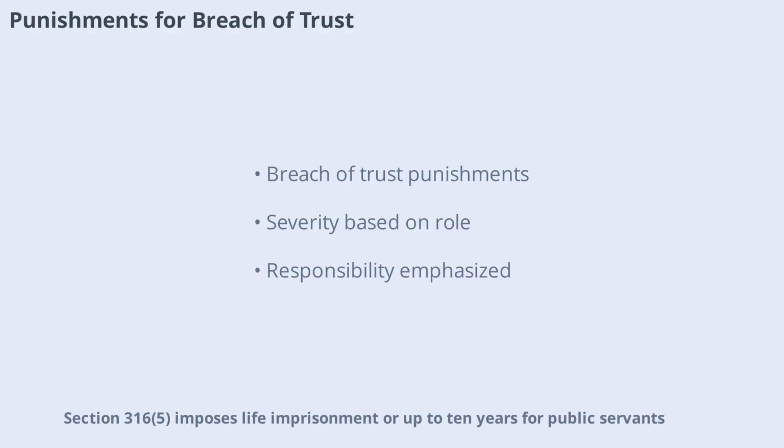Section 316(5) imposes life imprisonment or up to 10 years for public servants, bankers, merchants, or agents, reflecting their greater responsibility. The law ensures that those in positions of trust face severe consequences for dishonest actions.